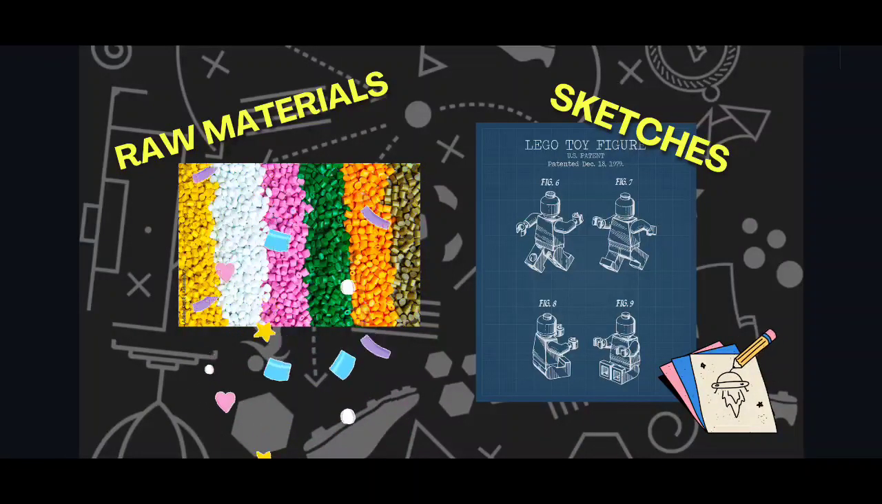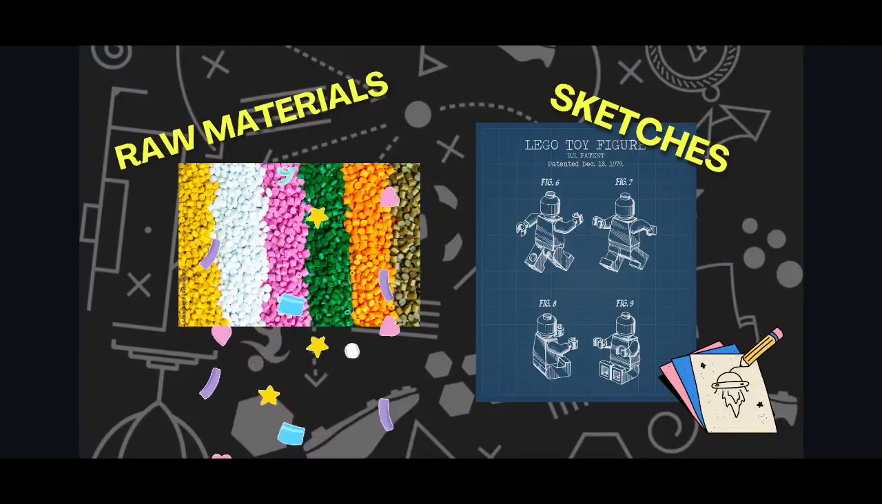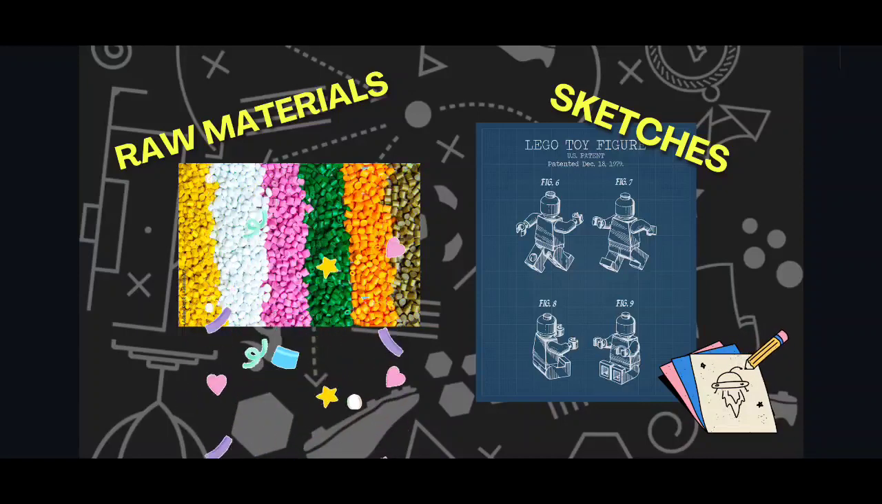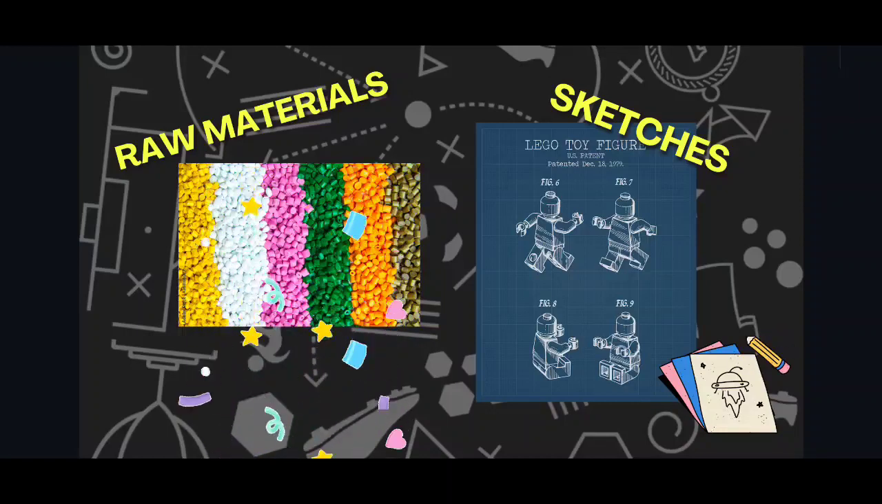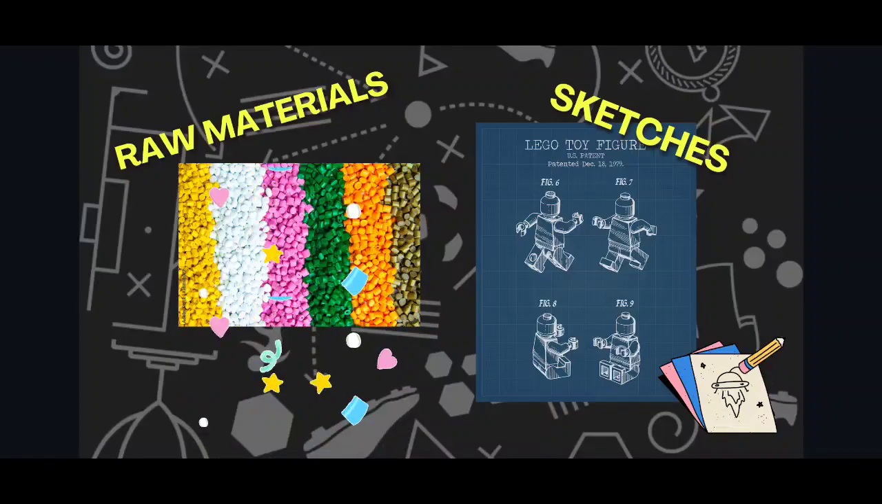Design specifications are essential for maintaining consistency in the manufacturing process. They guide every step from the molding to the assembly. If there are intricate details or specific colors required, the design specifications ensure that they are included in the final product.